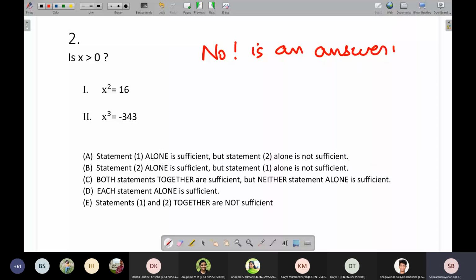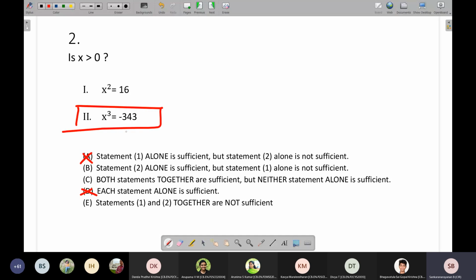So for answering this question, statement 1 alone is not sufficient, but statement 2 alone is sufficient. Earlier we had eliminated option A and option D as well. But upon analyzing statement 2 alone, x cube is minus 343 means x has to be negative. So I could answer the question. Thus, this question can be answered with statement 2 alone. So you will mark option B as your final answer.